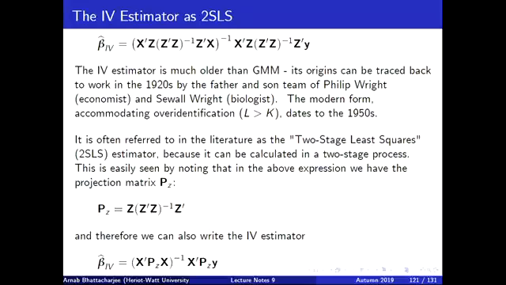Why do we not do it in two stages? Because it doesn't provide correct standard errors, right? The mistakes in the first stage, or uncertainty in the first stage, have to be incorporated into your calculation. So that is why we don't do it in two stages. We do it all together, using this projection matrix here.